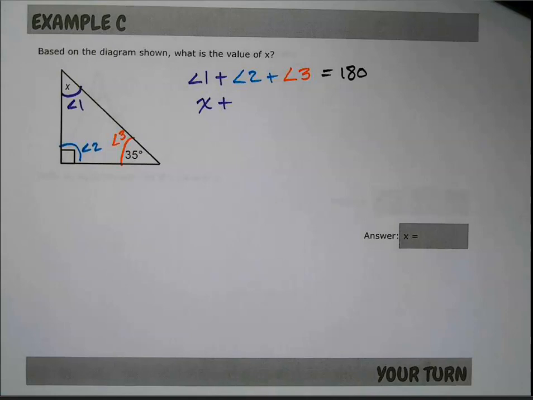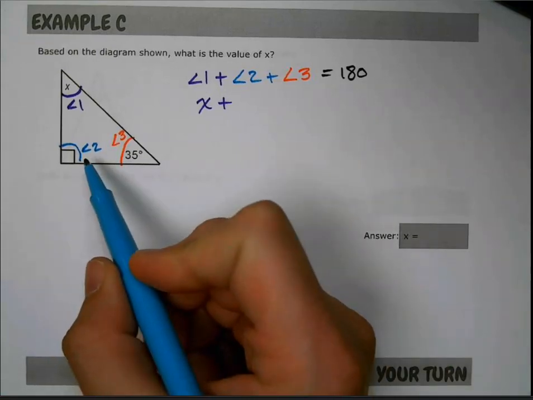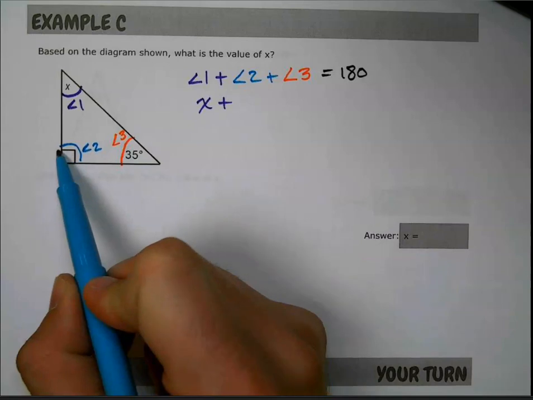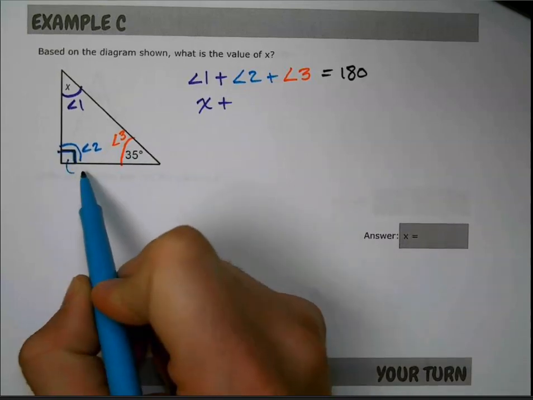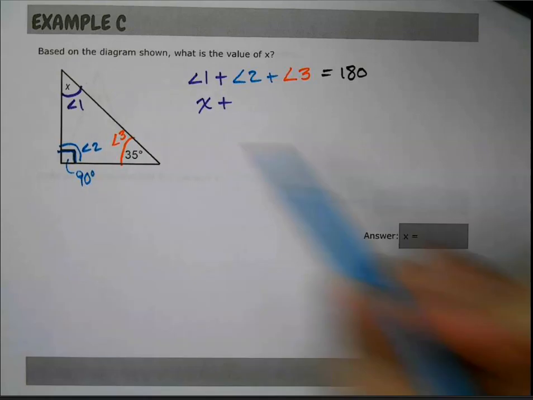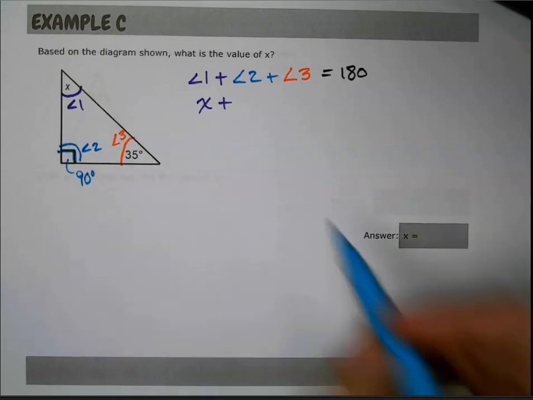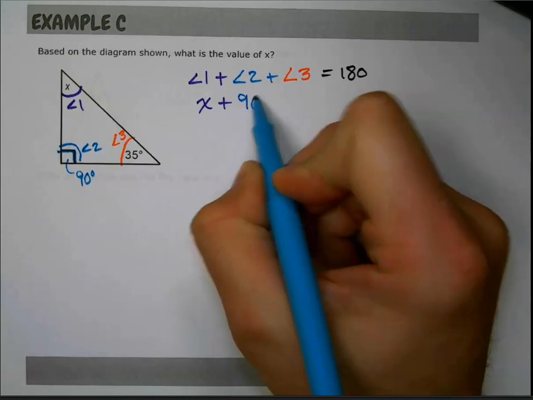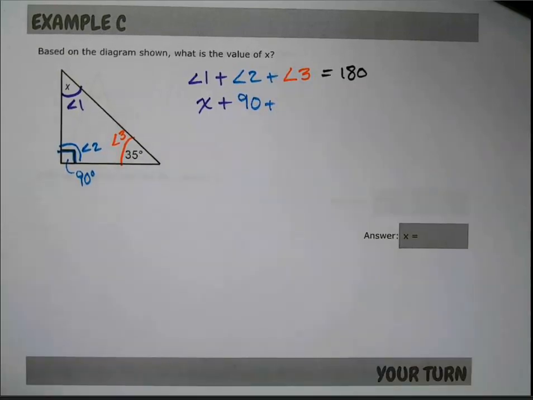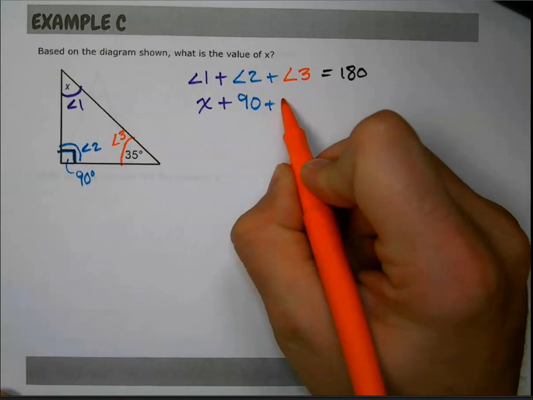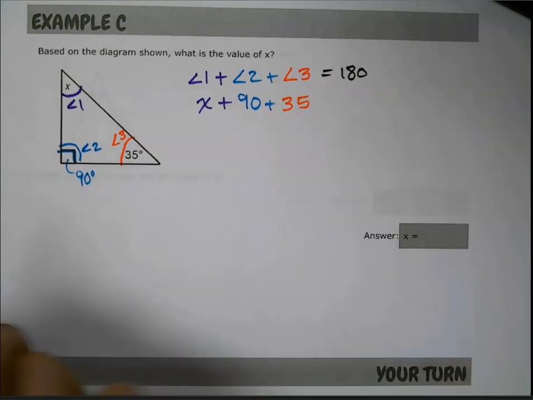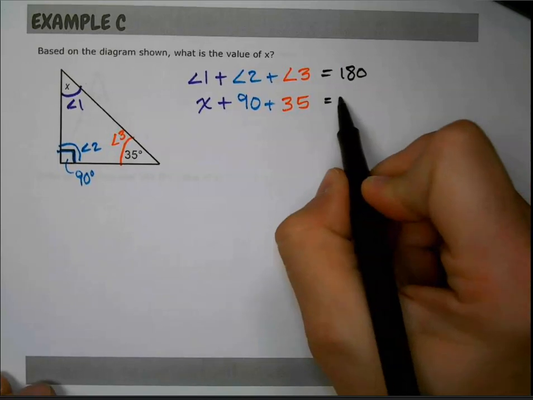Okay, angle 2. Here's one that people mistakenly forget a lot. That little box right there, you should know by now, that's a right angle, and that means that it is 90 degrees. Since there's nothing written there, since there's no x or number or anything like that, tons and tons of students forget it. They don't write anything there. You have to remember that. Okay, so that's 90 plus angle 3 is 35. And all of that has to equal 180 degrees.